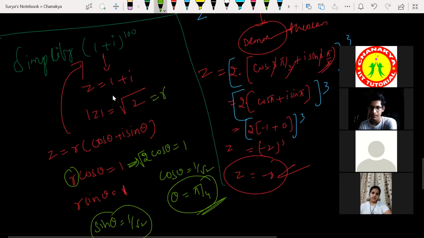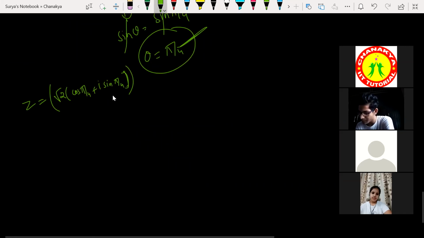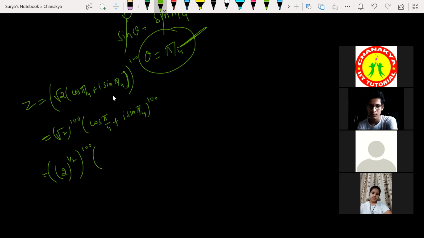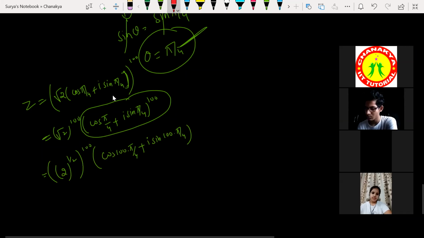Look at the question. Let me write whole to the power of 100 here. So what can I write now? Root 2 whole to the power of 100 and cos pi by 4 plus I sin pi by 4 whole to the power of 100. Root 2 can be written as 2 to the power of 1 by 2, whole to the power of 100, into, now it is looking like De Moivre's theorem format. So can I write cos 100 into pi by 4, plus I sin 100 into pi by 4. I can write like that by using De Moivre's theorem.